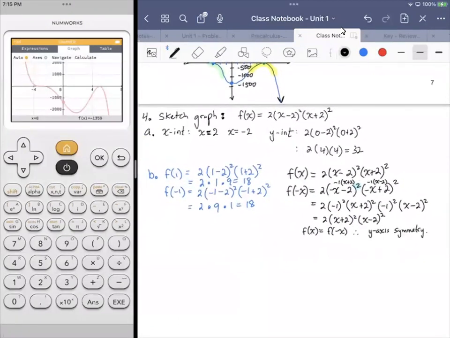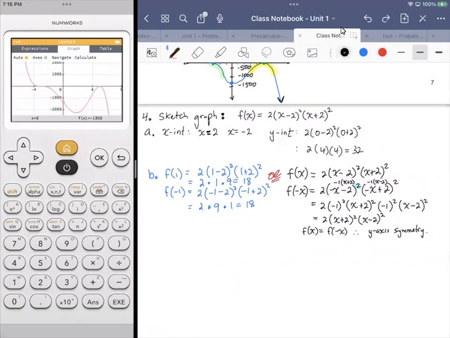Now, this is an either-or. You don't have to do it both ways. You do a numerical approach, and I encourage you to use multiple test values. So instead of just 1 and negative 1, use 2 and negative 2, maybe 5 and negative 5, whatever you think. You can do it that way, but if you're confident that it's got y-axis symmetry, then you don't have to do the algebraic approach. If you're unsure, then I think the longer algebraic approach is more foolproof as long as you do it right.